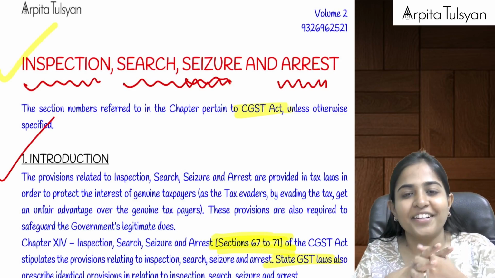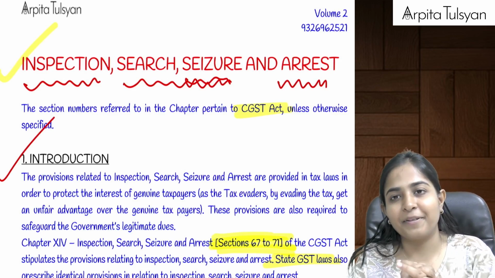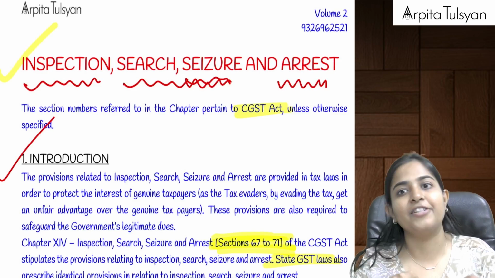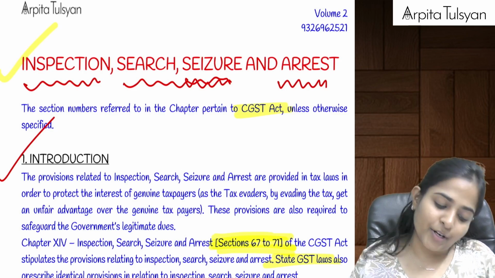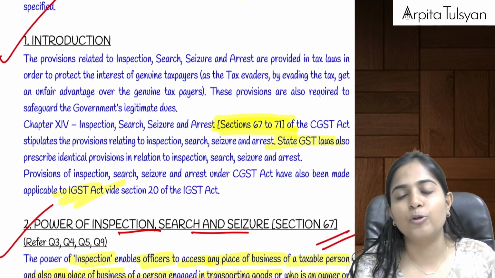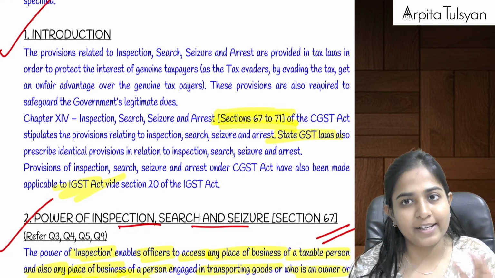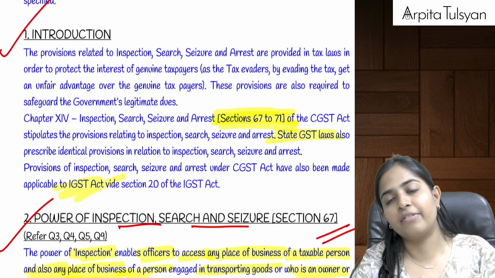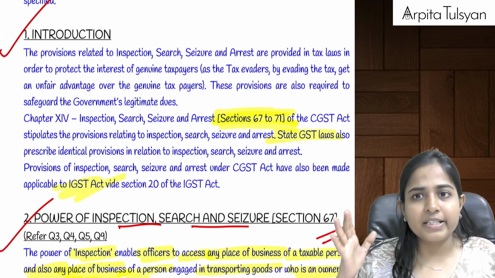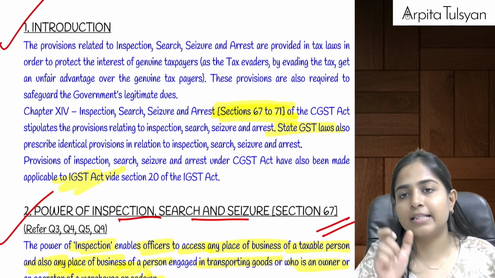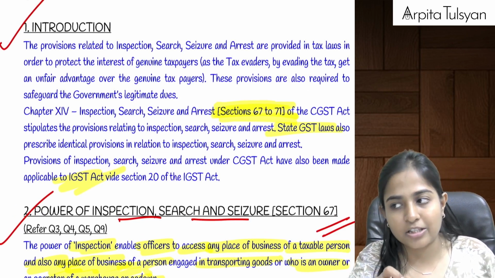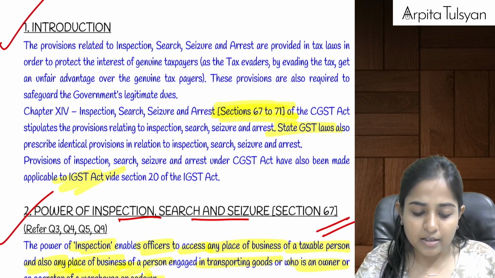Okay, so let's start with a super quick revision of the next chapter, that is inspection, search and seizure and arrest. We are going to deal with section number 67 to section number 71. Till 66 we had taken under the special audit, so till there we are completed. Now 67 to 71, very simple chapter, highly manageable. These section numbers I just mentioned are coming from the CGST law.